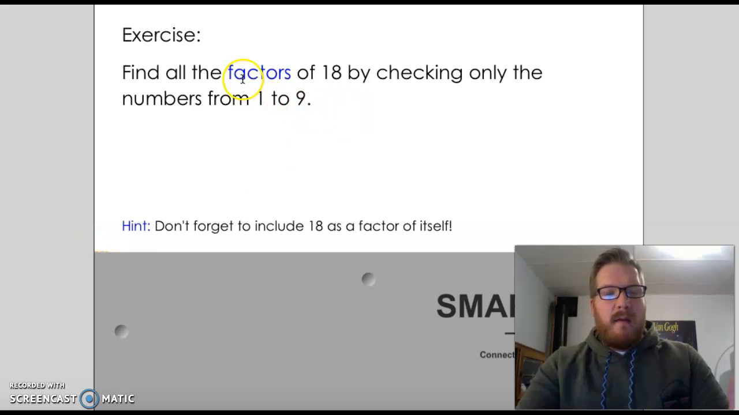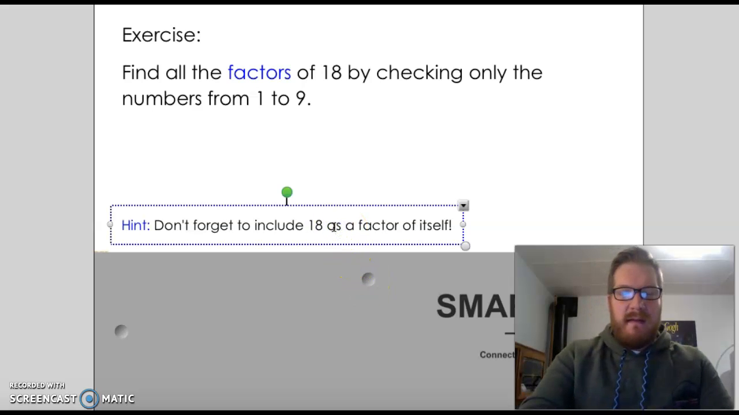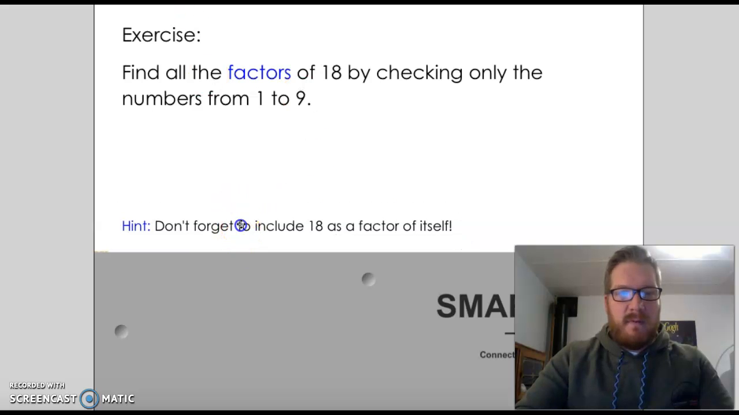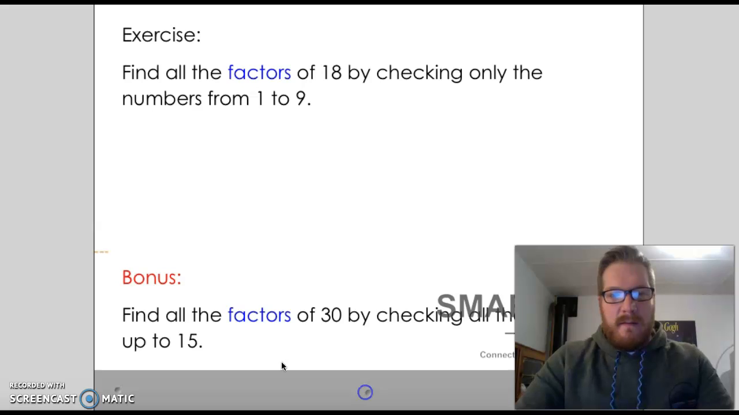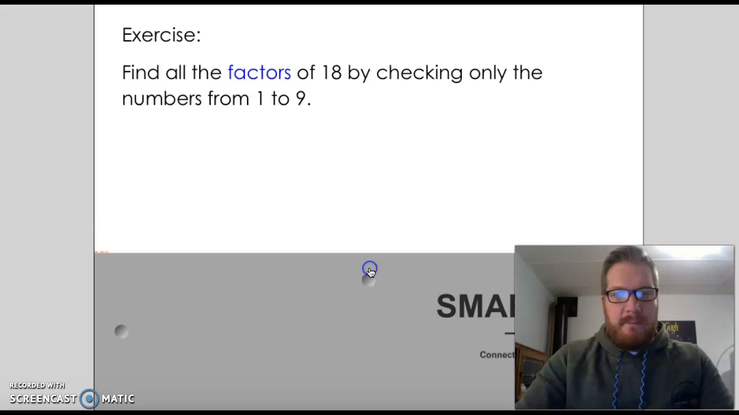So then the exercise here is to find all the factors of 18 by checking only the numbers from 1 to 9. And then don't forget to include 18 as a factor of itself. So I'm actually just going to delete that. Not that it's bad advice, but I need the room. All right, I'll get to that in a second.